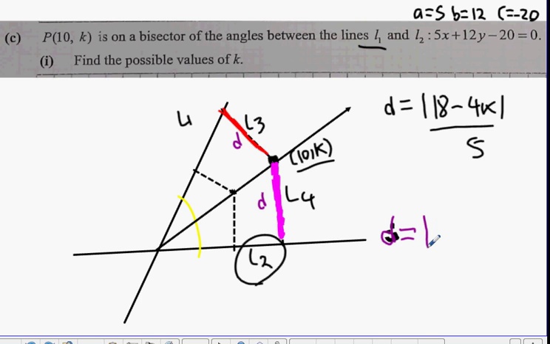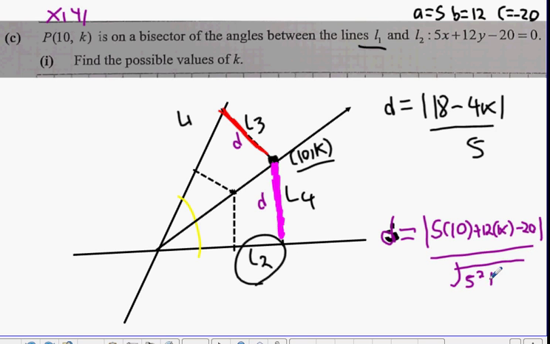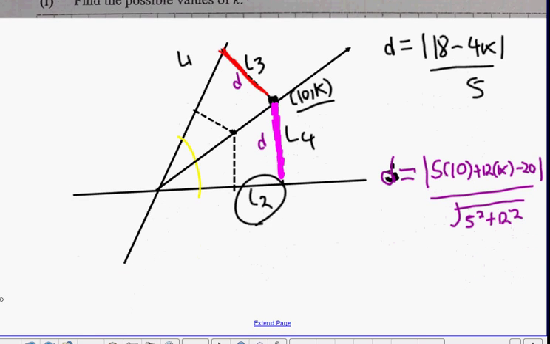So AX1, guys, and X1 and Y1 are 10k there. So AX1 is what, guys? 5 times 10, then 12 times k, and at the end, divided by the square root of 5 squared plus 12 squared. Now, I can tell you right now that top is going to become 50 minus 20, which is 30, plus 12k, all divided by, 25 plus 144 is 169, square root that, you get 13.